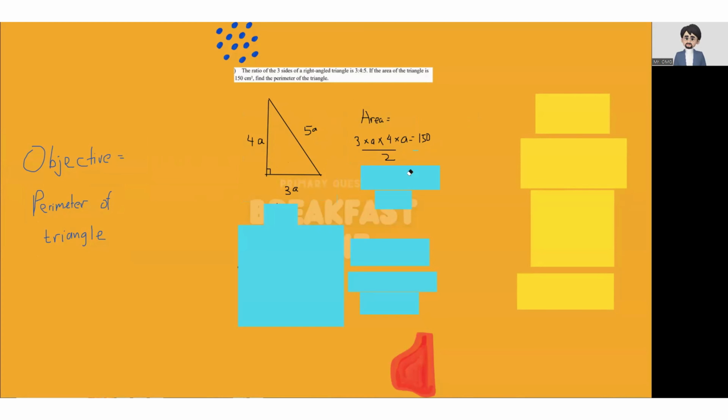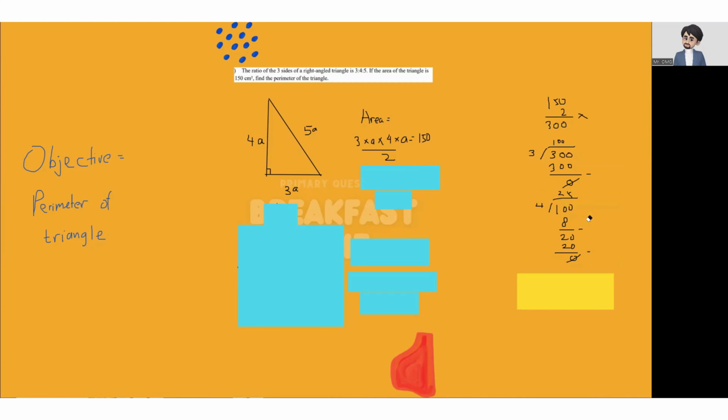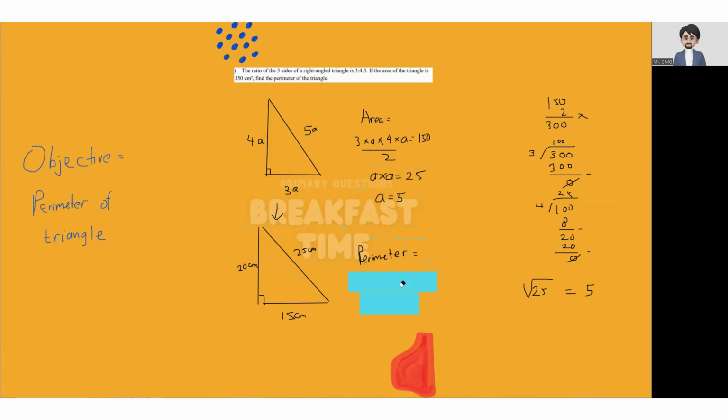This makes 150. To find A, first we times it by 2, 300, divide by 3, divide by 4, and then we get A times A equals 25. And to find A, we square root 25, which is 5. Let's make the triangle 15, 20, 25. And the perimeter will be 60 centimeters.